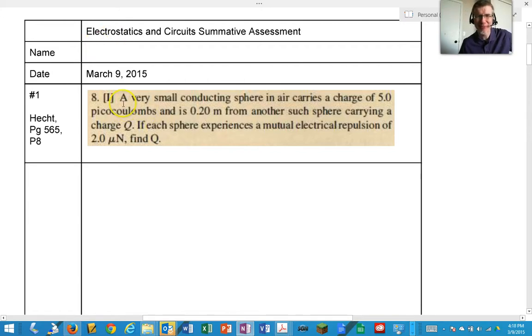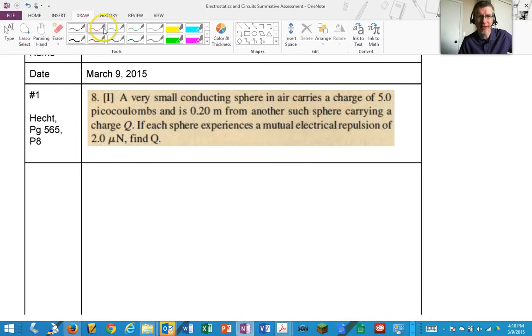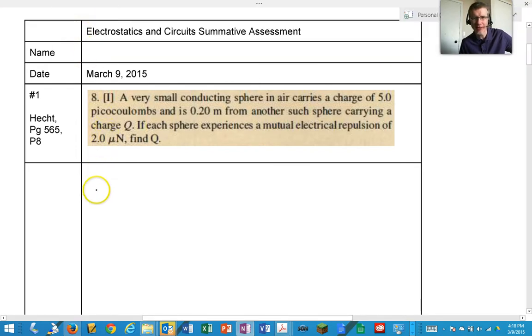Okay, let's try this summative assessment over again. Circuits and electrostatics. First of all, question number one. Actually, let's do black here. There we go. Okay, so a very small conducting sphere in air.